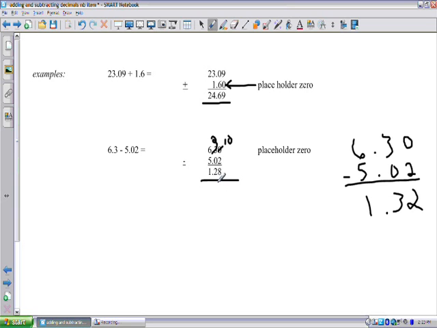And we can check to see if our answer is correct by adding it. So if we said 5 and 2 hundredths plus 1 and 28 hundredths, well, 2 plus 8 is 10, so 0.